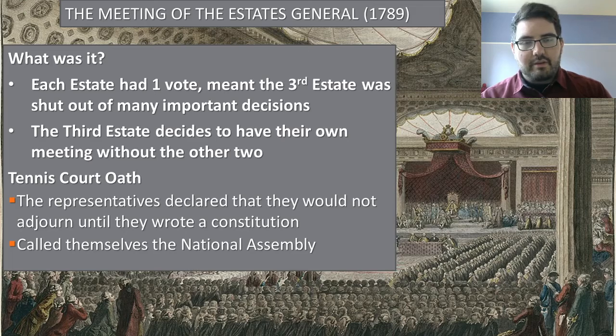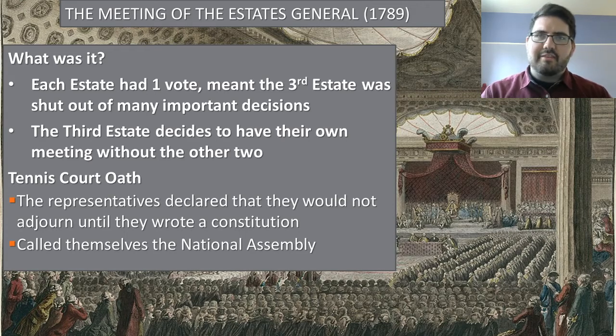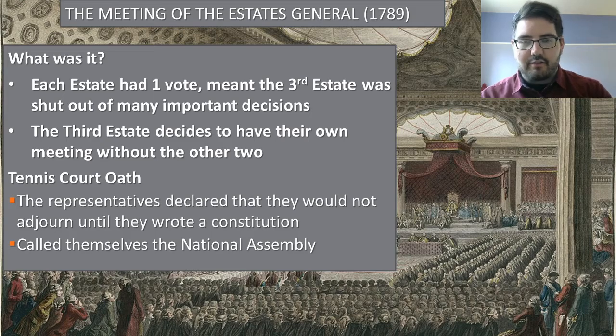The National Assembly is only made up of the Third Estate, and they decide to rebel against the other two estates, and that they're going to write a constitution, and that they want France to enact it as their official policy.